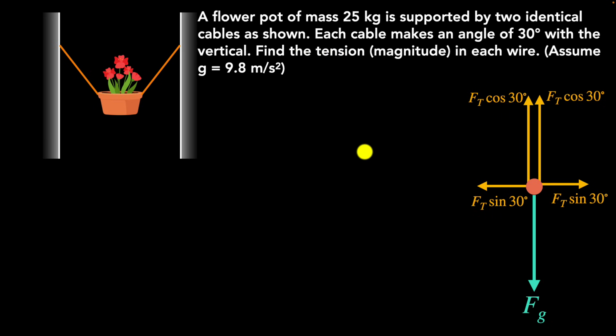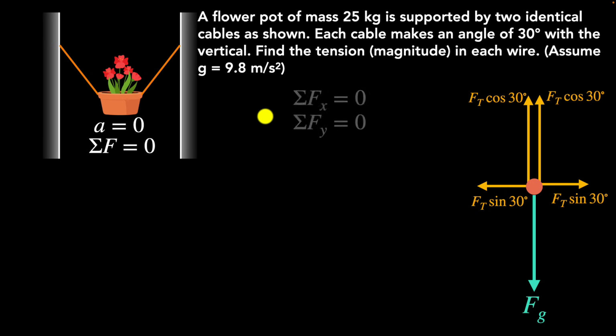Well, the idea is the same. We're going to use Newton's laws. Net force equals mass times acceleration. This time, we know the acceleration of the flower pot. It's supported by two identical cables as shown. It's at rest. It's not moving at all, which means its velocity is 0 all the time. Its acceleration stays 0. So we know the acceleration is 0. That means the net force on that pot must be 0, which automatically means the net force in the horizontal is 0. The net force in the vertical must also be 0.